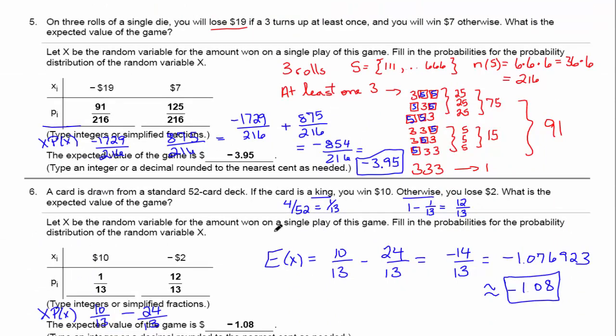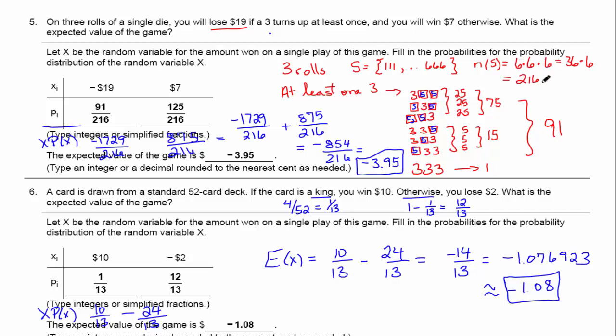All right. Let's see, on question 5, on 3 rolls of a single die, I'm going to lose $19 if a 3 turns up at least one time, and otherwise I'm going to win. Okay, well, first off, how many things are in this sample space? Since I'm rolling 3 dice, the number in my sample space is 6 times 6 times 6, because a die has 6 sides and we're doing this 3 times.